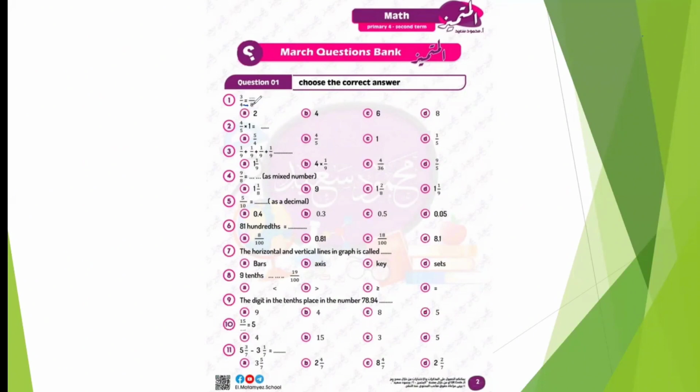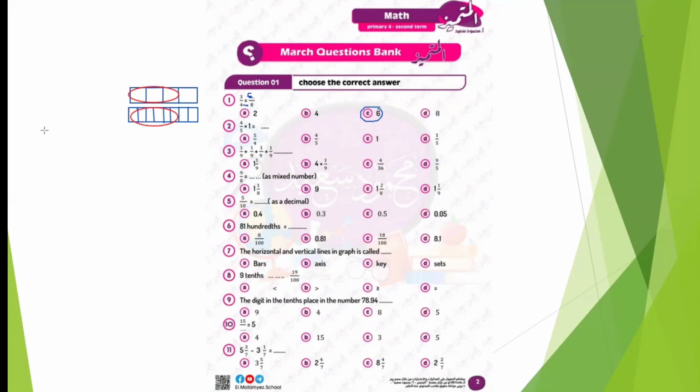As I multiply the denominator, I also have to multiply the numerator by 2. 3 times 2 equals 6. So 6 out of 8 is equal to 3 out of 4. So the answer is C. These two diagrams are equal. This is 3/4. If I get the equivalent fraction, it will be 6 over 8.